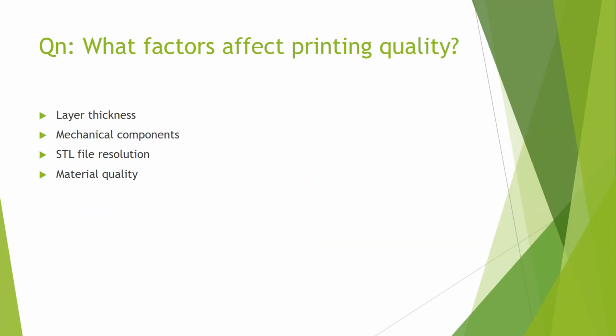So yeah, that nicely brings us to the next question, which is, what are the factors that affect printing quality? Off my head, there are four factors. First is layer thickness, then mechanical components, STL file resolution, and material quality. I think I've explained mechanical components through the previous slides as well: the type of drive gear that your 3D printer uses, the type of hot end, the nozzle size, whether your 3D printer is using a threaded rod, belt, or linear rail system. All these mechanical components have an effect on the printing quality. For the other three factors, I'll be explaining in the following slides.